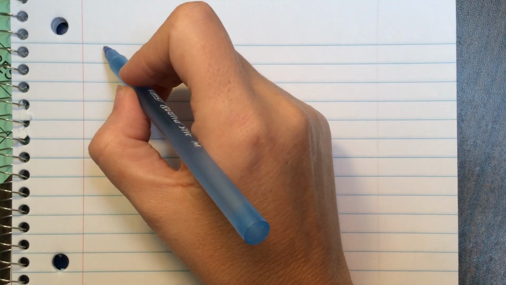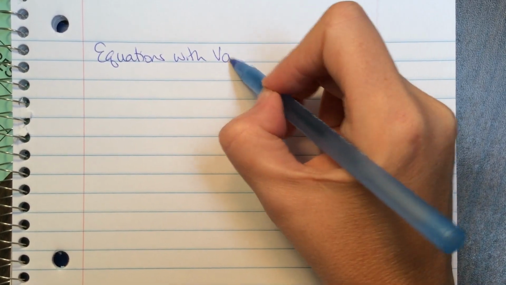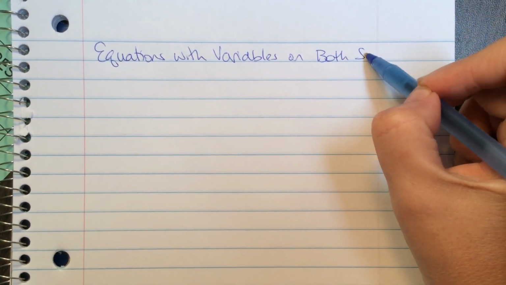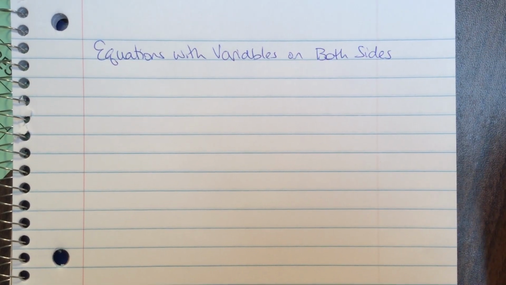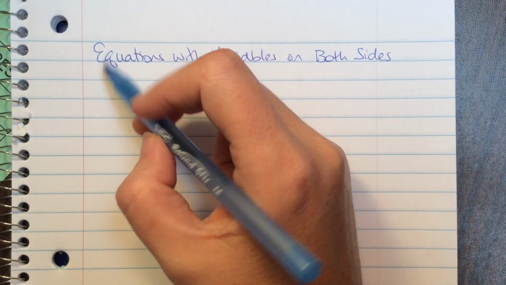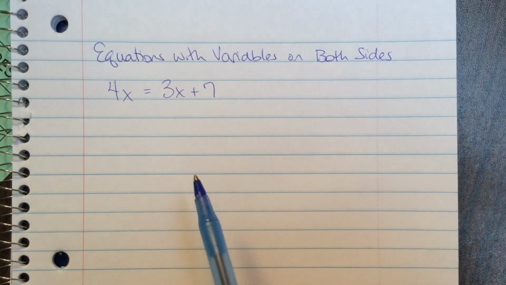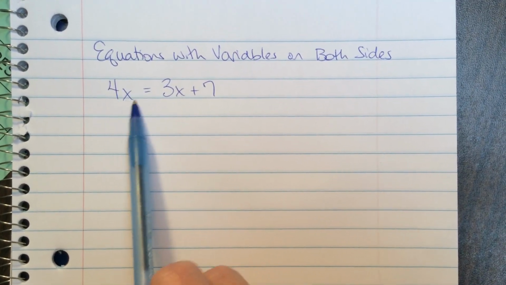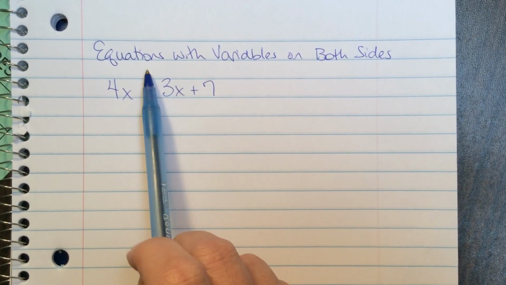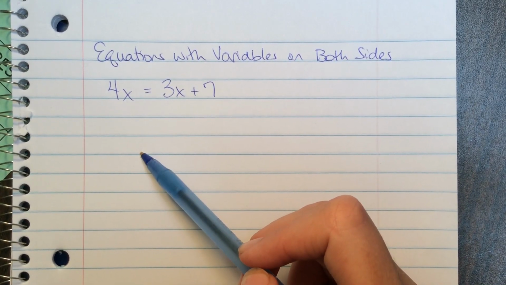Okay, this video is on equations with variables on both sides. And I'm talking about both sides of the equations. And it'll look something like this. Notice that I have a variable on the left side of the equation and a variable on the right side of the equation. And if I were to draw my line here, it would come down the equal sign.